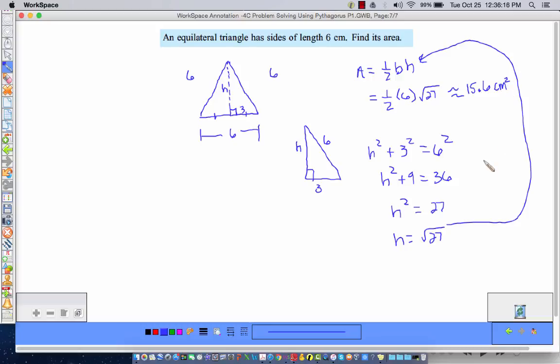All right, so we can see how our good friend Pythagoras is quite helpful to us. That is all that I have.